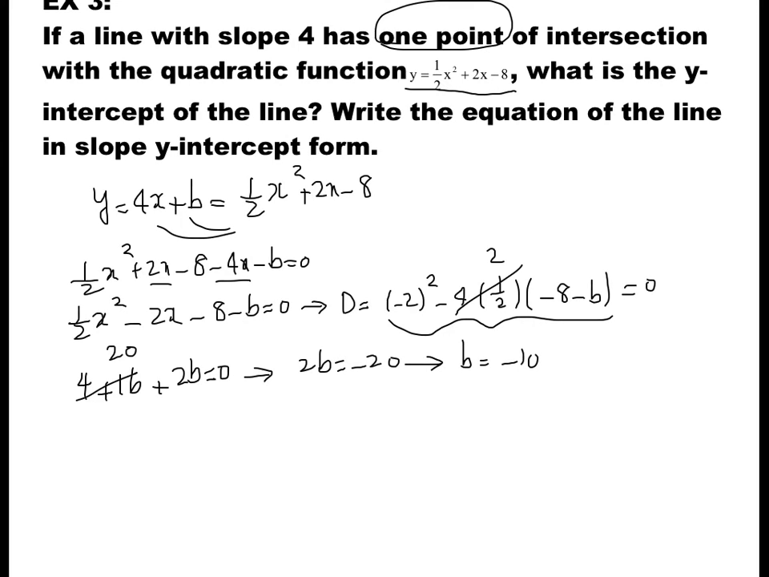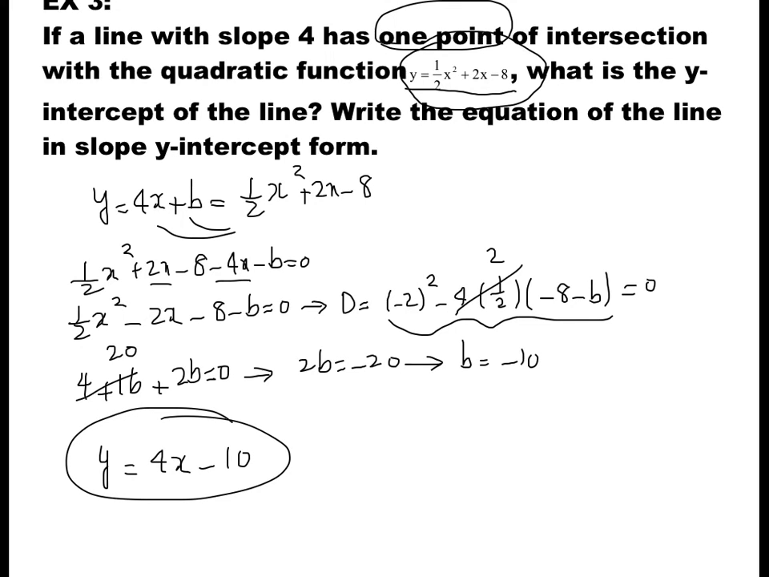This means that our line becomes y is equal to 4x minus 10. So this is the tangent line to this parabola, and the question doesn't ask us to find the point of intersection, but you can easily do the same thing and try to find what is the point of intersection between this line and the parabola.